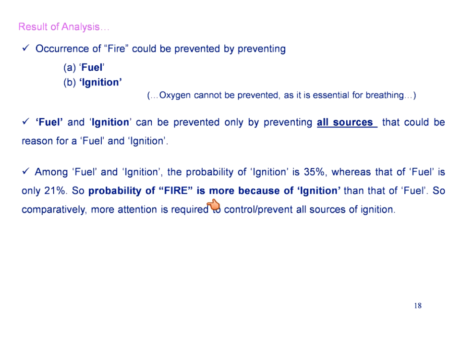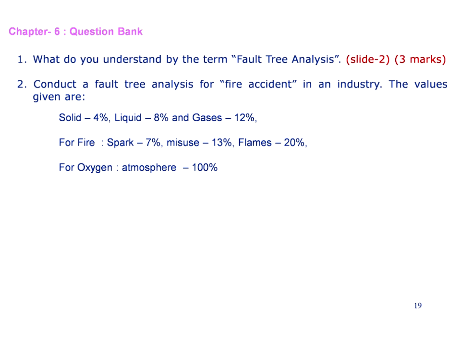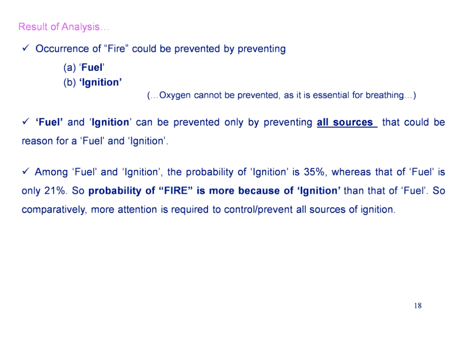So the probability of fire is more because of ignition than that of fuel. So comparatively more attention is required to control or prevent all sources of ignition. So we focus on stopping ignition first. Okay, that is the conclusion. So that's it. So with this I am concluding this lecture, and these are some question banks. I have given you similar problems with different values. You can work them out yourself. If it is not understandable, you can come to me in my office time and I will explain to you.